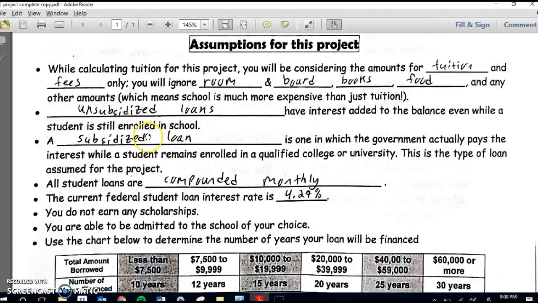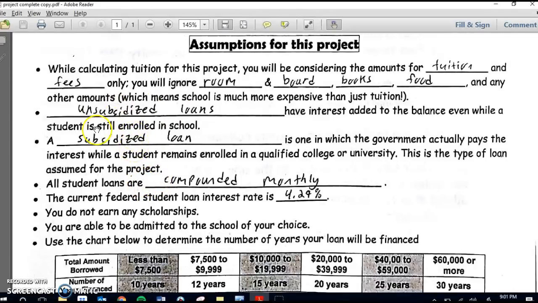So there are also 2 types of loans. There are unsubsidized loans and subsidized loans. Unsubsidized loans have interest added while you're in school. So the interest starts as soon as you take out the loan. A subsidized loan is one that you don't start accumulating interest on until after you graduate college. So the subsidized ones are like the ideal loans because you don't start earning interest on it until after you graduate, so it's a better decision if you can get subsidized loans.